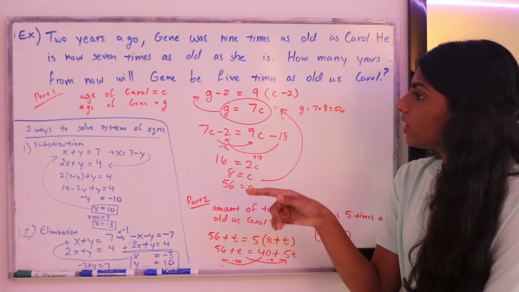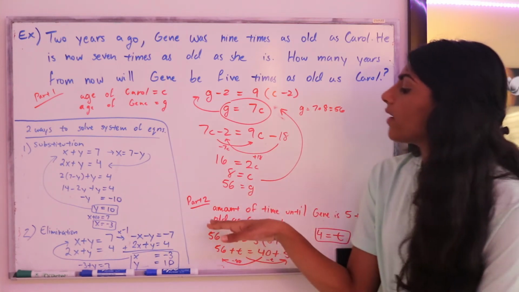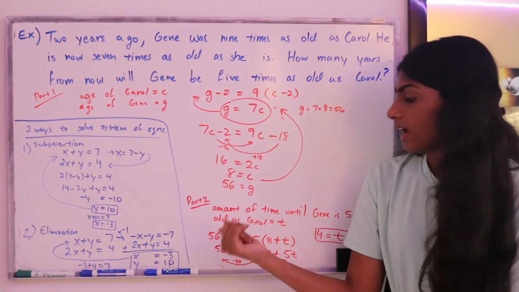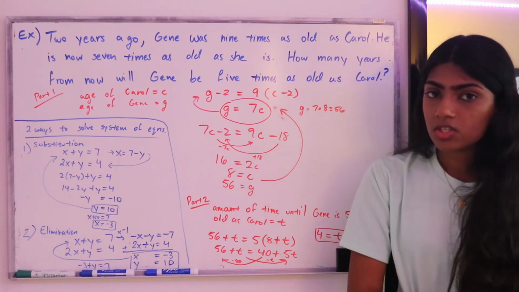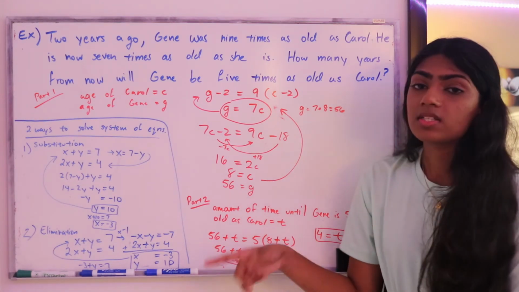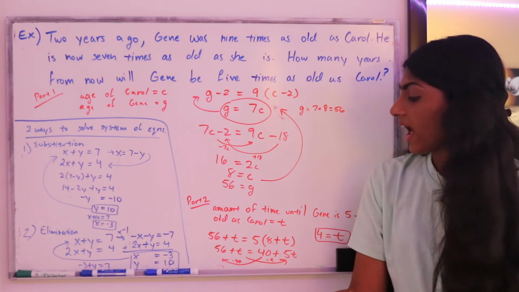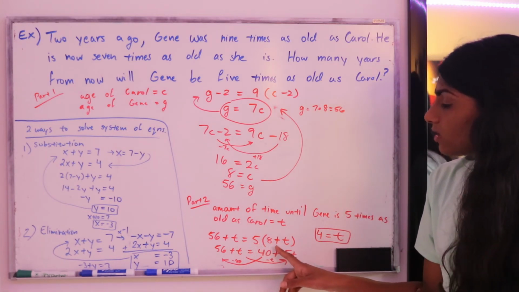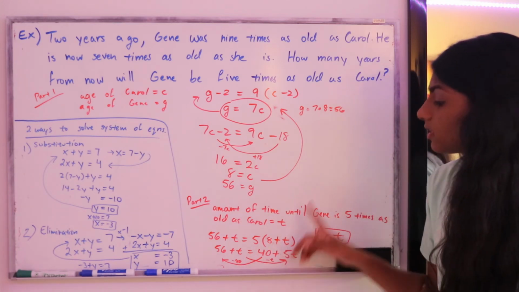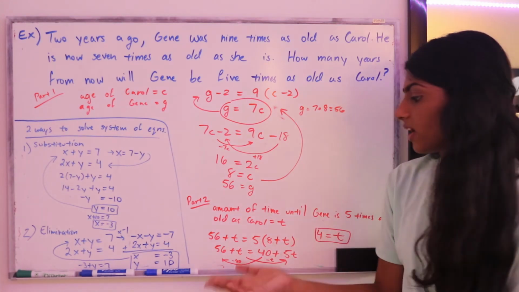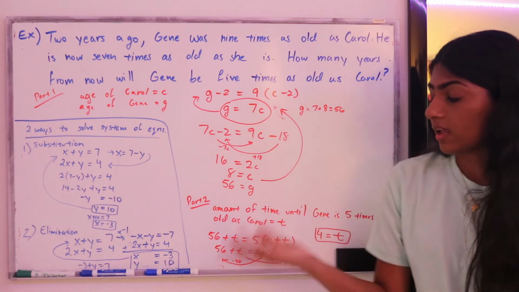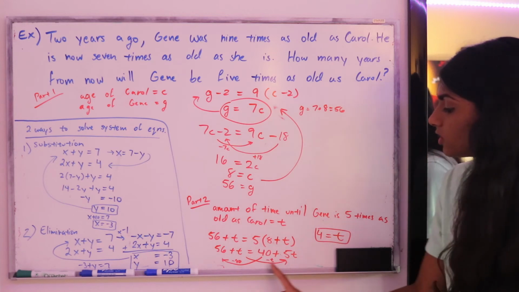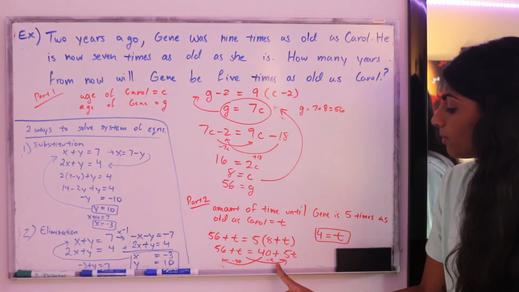Now, to do the second part, I want to figure out the amount of time until Jean is 5 times as old as Carol. So I'm going to make that into a variable, t. And what I'm going to say is, okay, Jean is 56 years old. So whatever time we add is going to be the same as 5 times 8, which is Carol's current age, plus the amount of time it's going to take for her to be 5 times the amount of Jean's age. So then I just multiply this out. So I get 56 plus t equals 40 plus 5t.